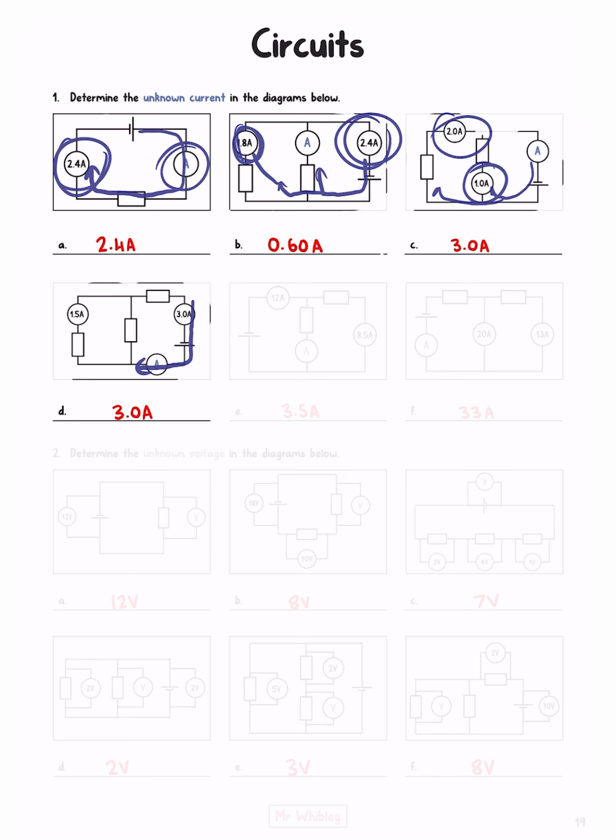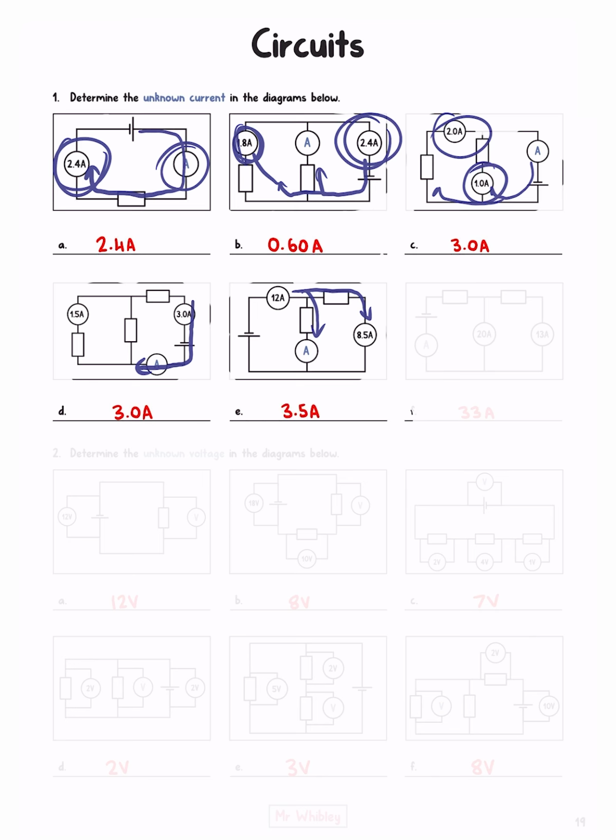In our fifth circuit, we have our voltage supply in series with a 12 amp ammeter. Our current splits into an ammeter and a resistor, and another ammeter reading 8.5 amps and another resistor. And so our 12 amps splits down this branch into 8.5 amps, and our unknown current, which is going to be 12 amps minus 8.5, which gives us 3.5 amps.